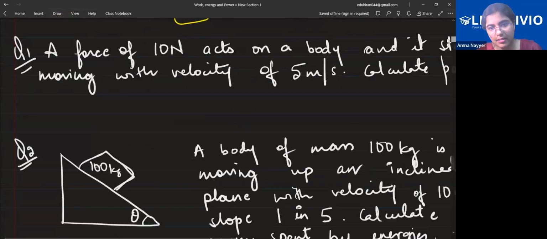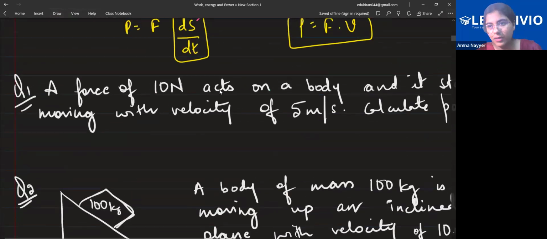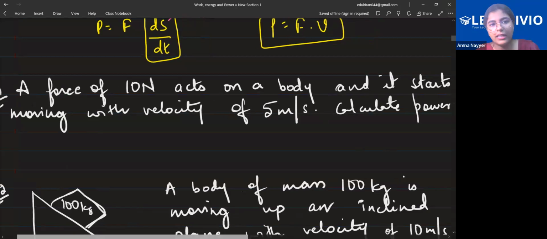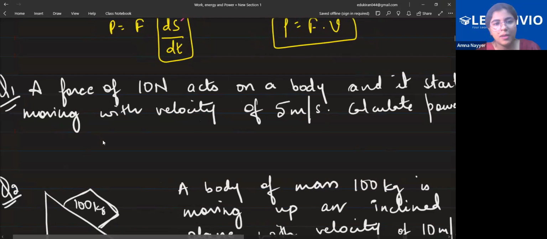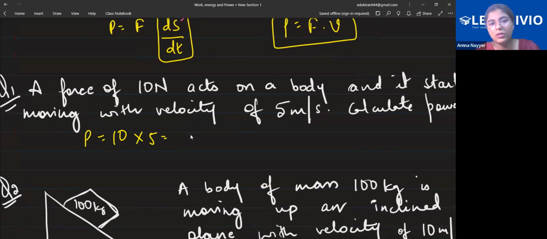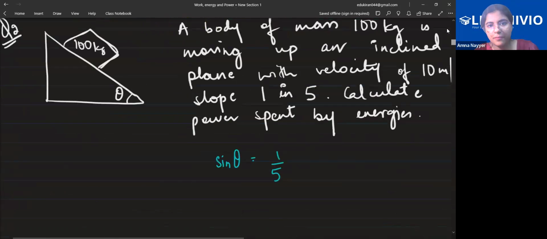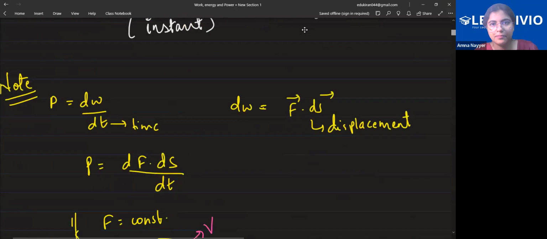So we'll discuss this question. This is a very short question, so let me discuss this first. A force of 10 Newton acts on a body and it starts moving with a velocity 5 meter per second. Calculate the power. So power is equal to force into velocity, which is equal to 50 watt. Next question, we'll discuss it together. First, write down this.